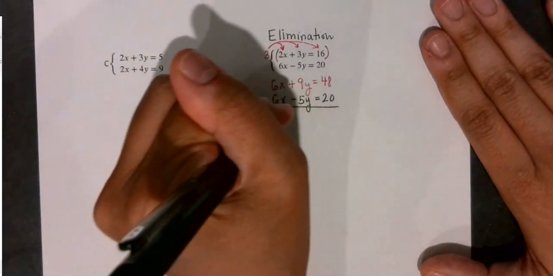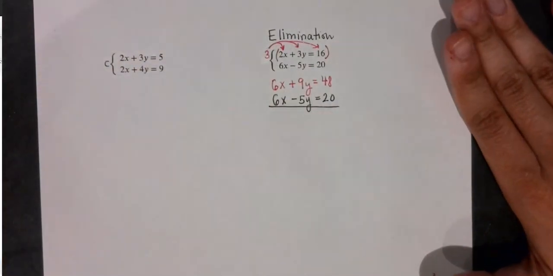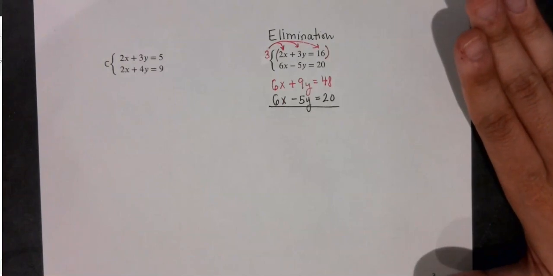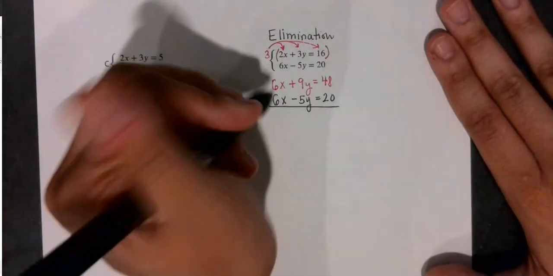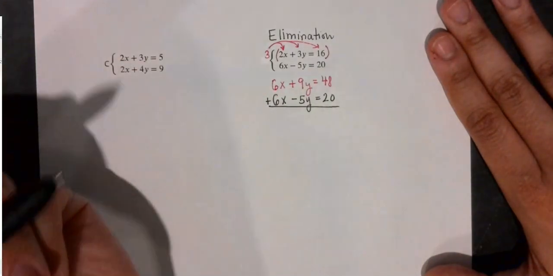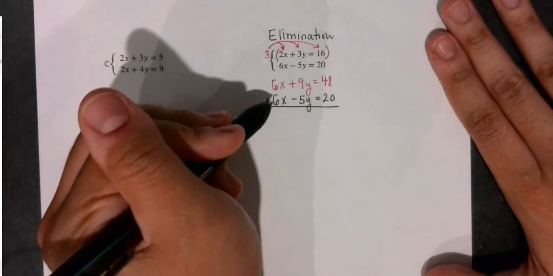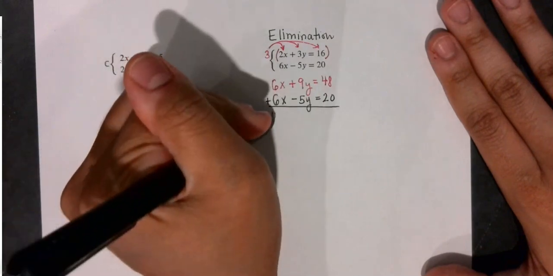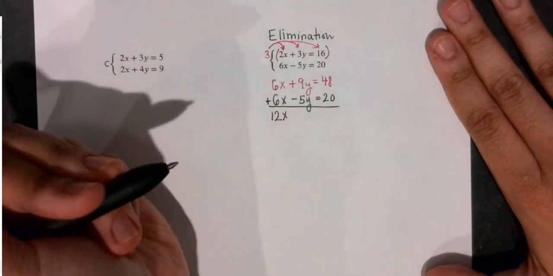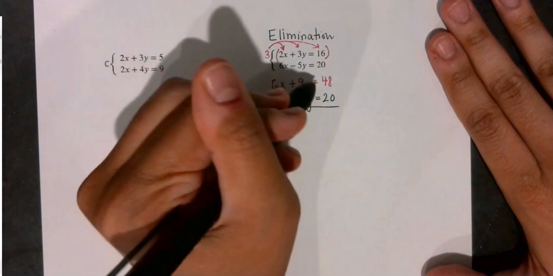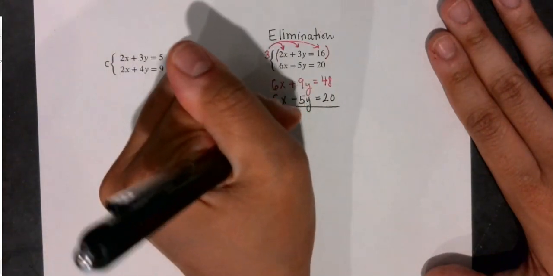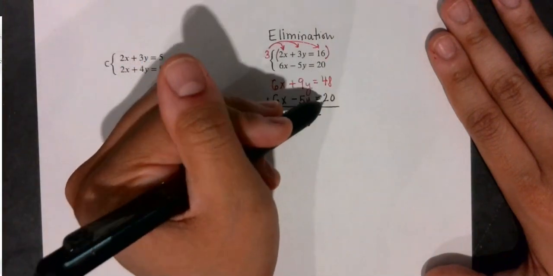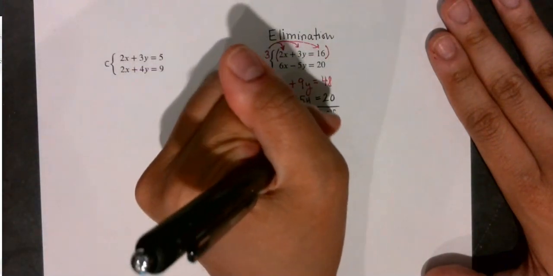What I need to do at this point is either add or subtract these equations together so that one of the variables will eliminate. If I try adding these equations first, I have 6x plus 6x. I know 6 plus 6 is 12, so that's 12x. I have 9y minus 5y. 9 minus 5 is 4, equals 48 plus 20, which is 68.